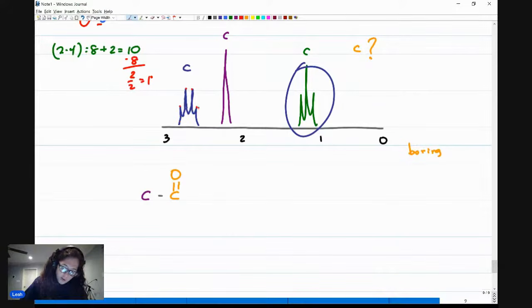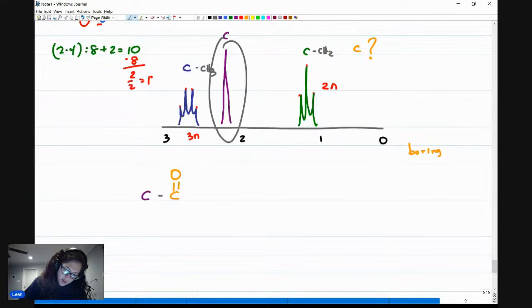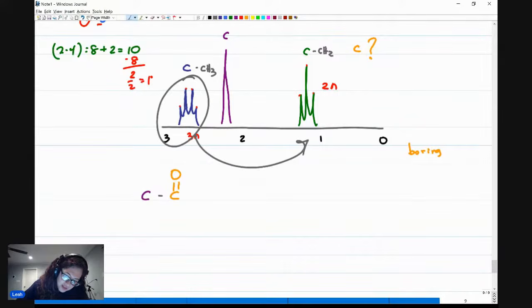If I have 4 on a quartet, 4 tips, that means 4 minus 1 is 3 neighbors. So whatever this is attached to is probably a CH3. And then if I look over at the green one, I have 1, 2, 3. 3 minus 1 is 2 neighbors. Whatever it is attached to is probably a CH2. Given that I have nothing else available on my molecule, this one is not a neighbor. It does not have any neighbors, nothing to split it. That means the only thing that could split this is this.